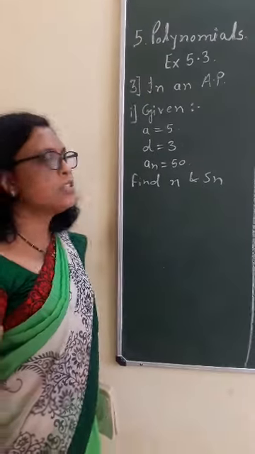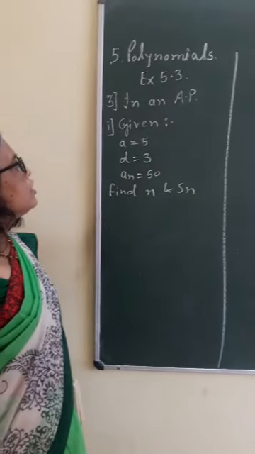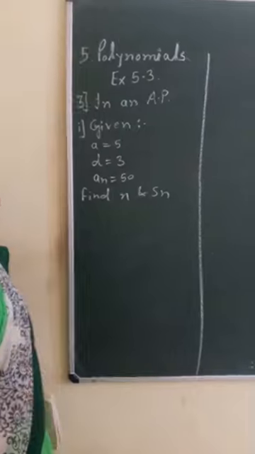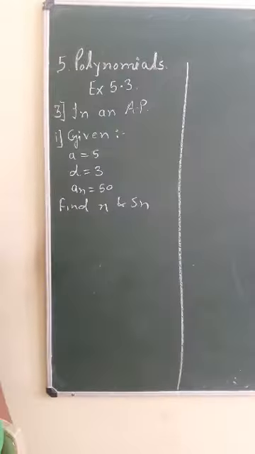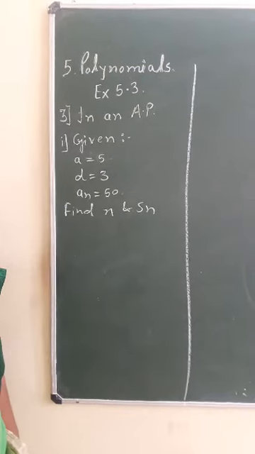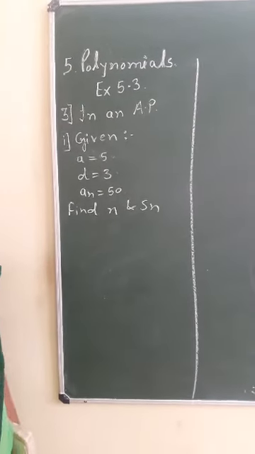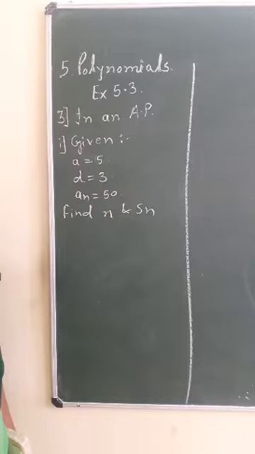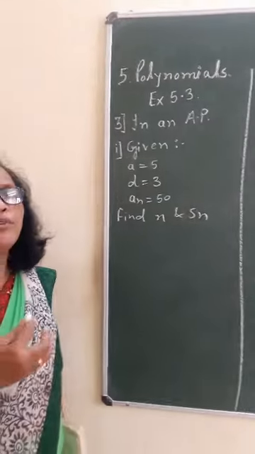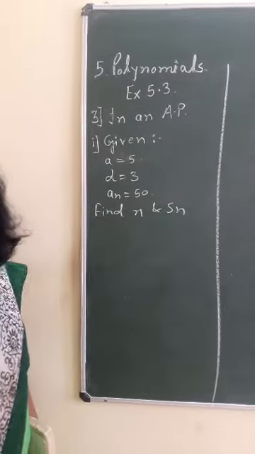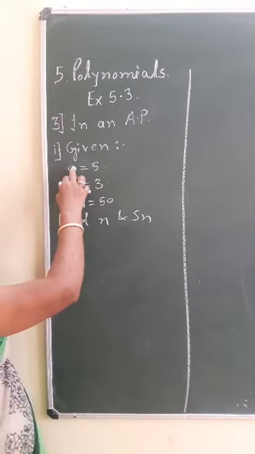Jai Gurudev students. Now we will see the third example of exercise 5.3. In the AP problems, 1 to 10, somewhere they have given the value of a, d, an, and we have to find the remaining values. For example, I am going to see the first problem.